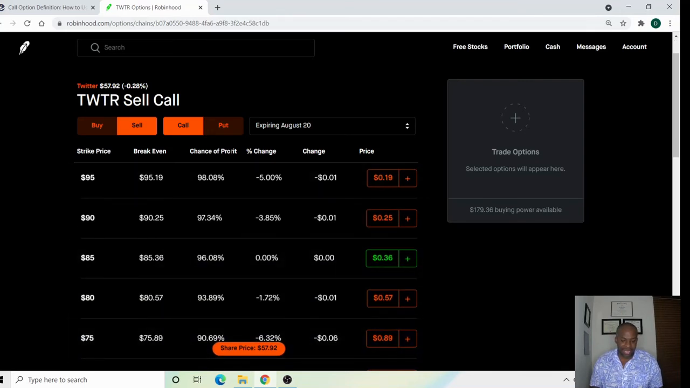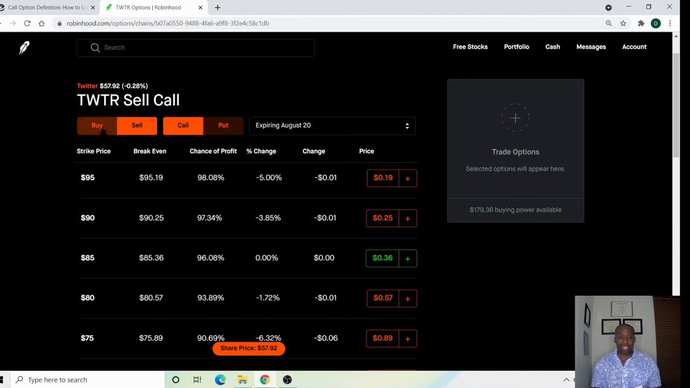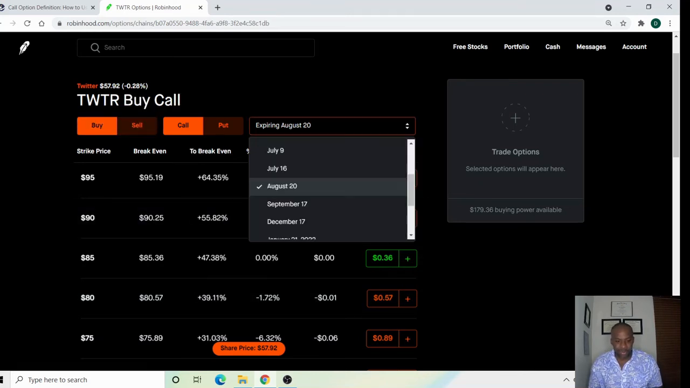And you can see here the chance of profitability, the chance of making a profit at selling the $80 call is 93%. So if you have 100 shares of Twitter, you can easily, quickly make that $57 and then rinse and repeat. Keep doing that over and over with selling the calls. And that's why I always say, when you're first getting into options, you should sell first before you become a buyer of options.